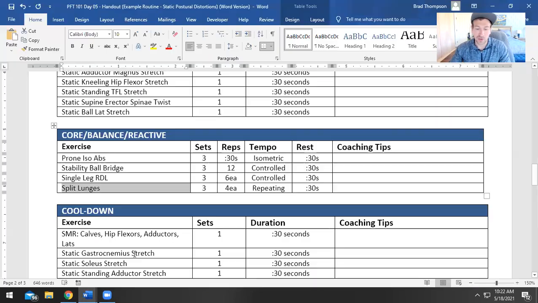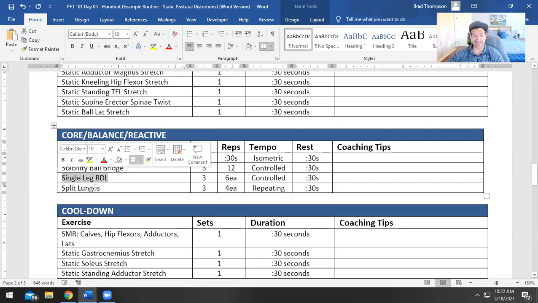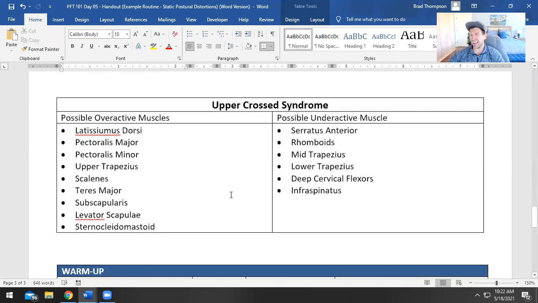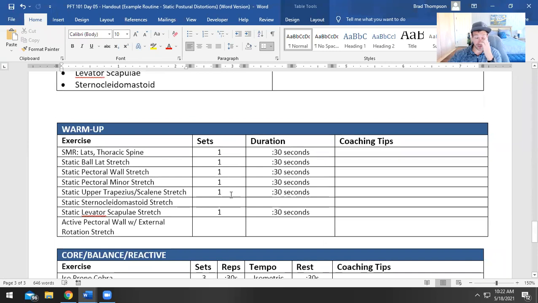So we got a little explosive movement in there. We got some stabilizing core movements in there. We got some balance in there, right? All those really good examples. And then lastly, we got upper cross syndrome. We got that rounded shoulders, right?